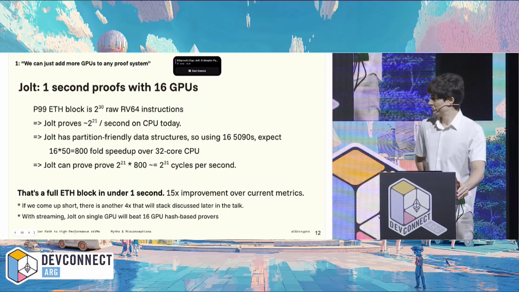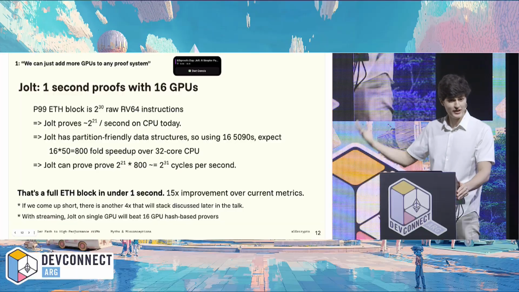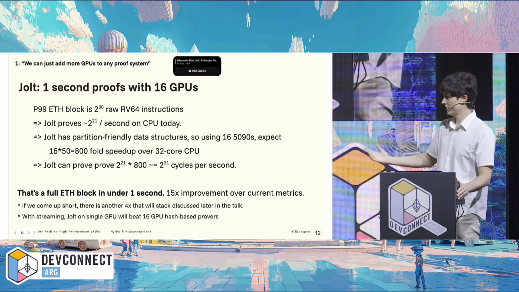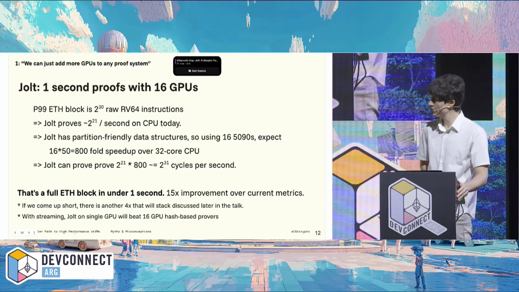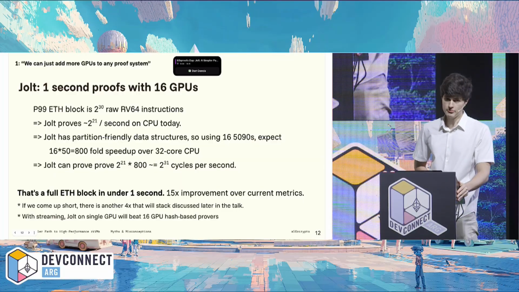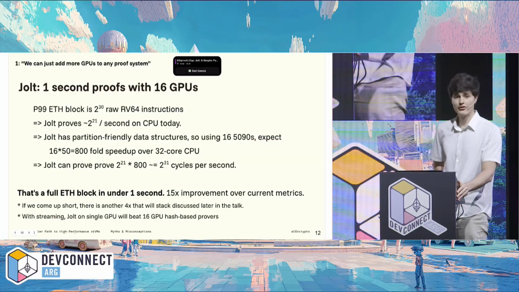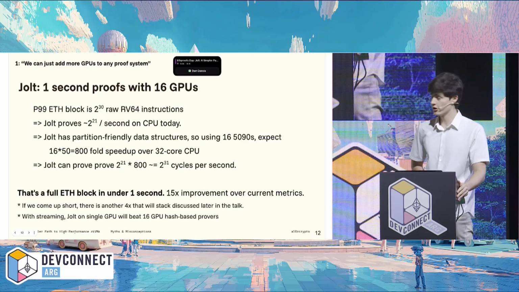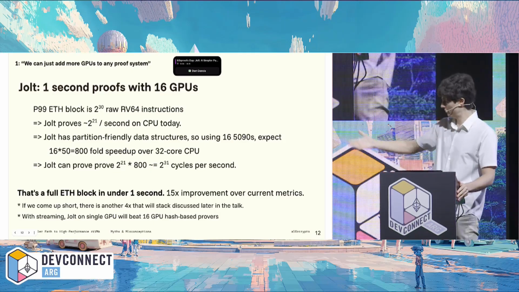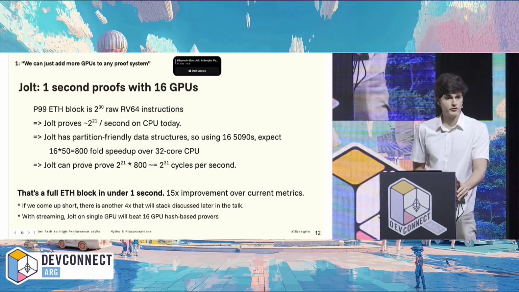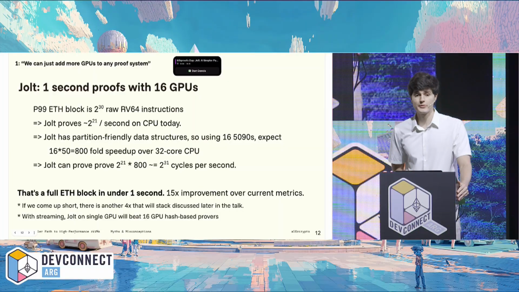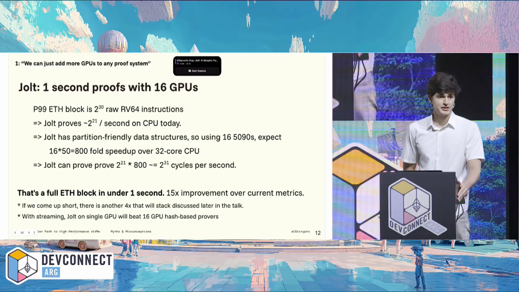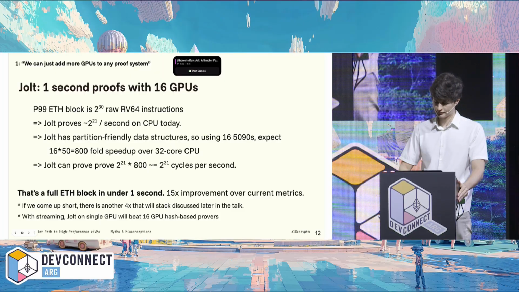So I say Jolt will prove in 1 second with 16 GPUs. The math is very simple. Take a P99 ETH block, which is about 1 billion cycles. Jolt proves at about 2 megahertz today, and Jolt has this partition-friendly property, so we expect an 800-fold increase. The math says ETH blocks will be proven in under 1 second. With streaming, I expect single GPU Jolt to also be as fast as today's 16 GPU Stark provers.